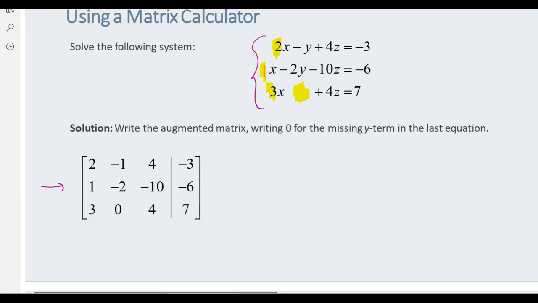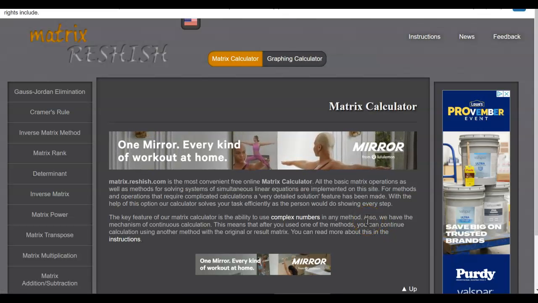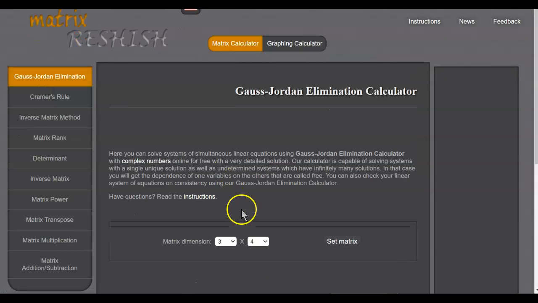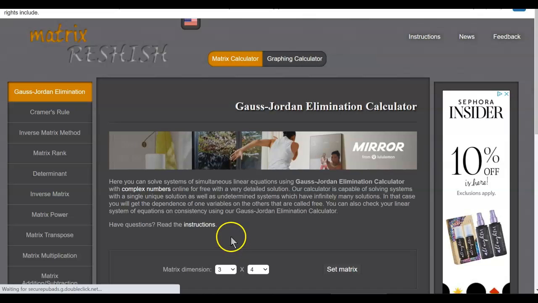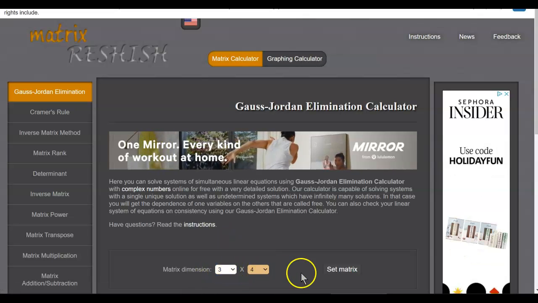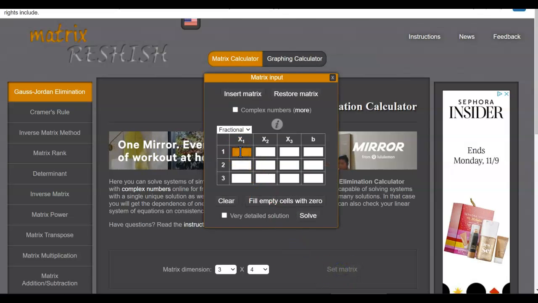Let me see if I can do this. Hang on. I've gone to this matrix calculator. I'll give you the web address later, but this is really cool because it has ads, but it'll do all the calculations for you. And so we're trying to do Gauss-Jordan elimination. And the matrix that we were looking at has 3 rows and 4 columns. So I type that in here and then hit set matrix. And then it'll let me type in the coefficients.